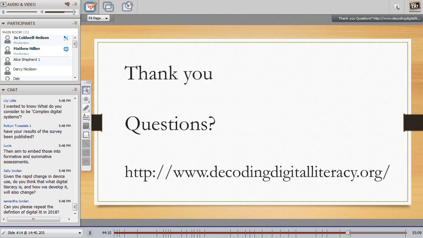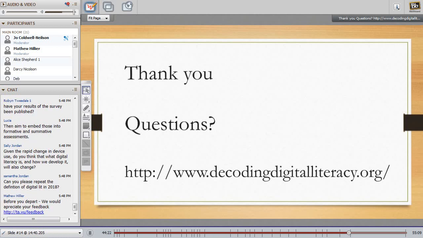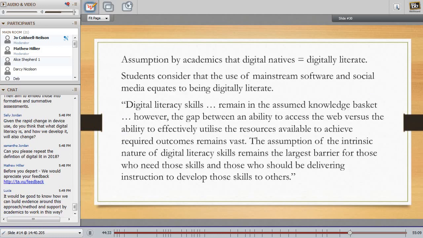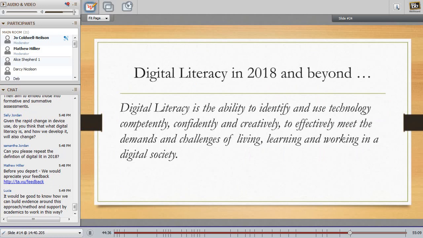Given the rapid change in device use, I'm hoping that the understanding that I have articulated will actually have some longevity, because it's not talking in terms of specific use or specific technologies, but it's rather in the context of being able to use in a way that is going to allow you to grow as the technologies change. I saw another question back here.